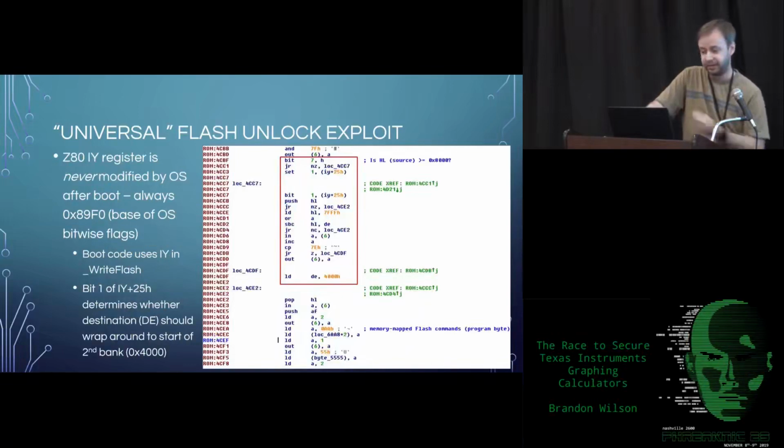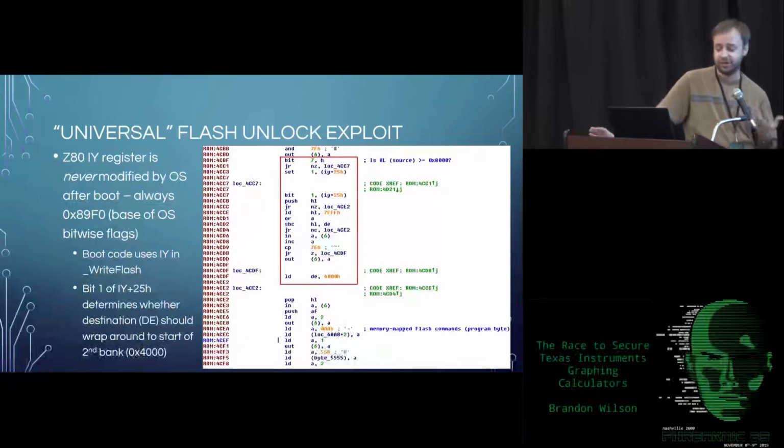Before jumping into the OS code that unlocks flash and writes data to an arbitrary destination, we know we have control over the destination flash page and address, the number of bytes to write, and the bytes to be written. But what we don't have control over is the source address, which is in RAM. That means bit 7 of H will always be set because it has to be in RAM. In Z80 there are register pairs, HL is a 16-bit address, so H would be the high byte. And bit 1 of IY plus 25 will remain reset.